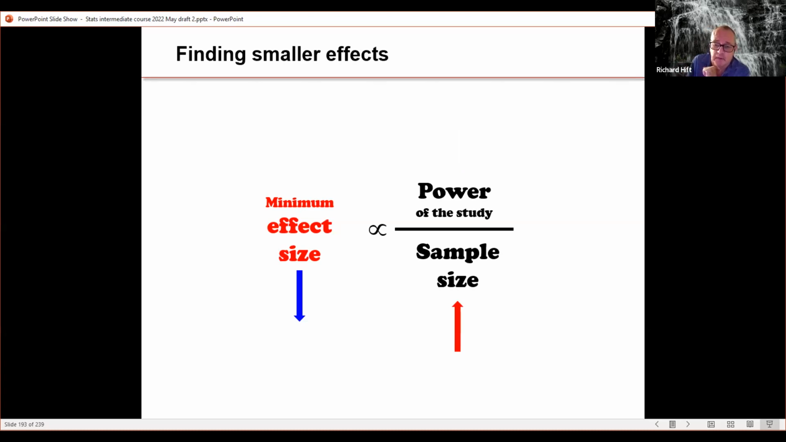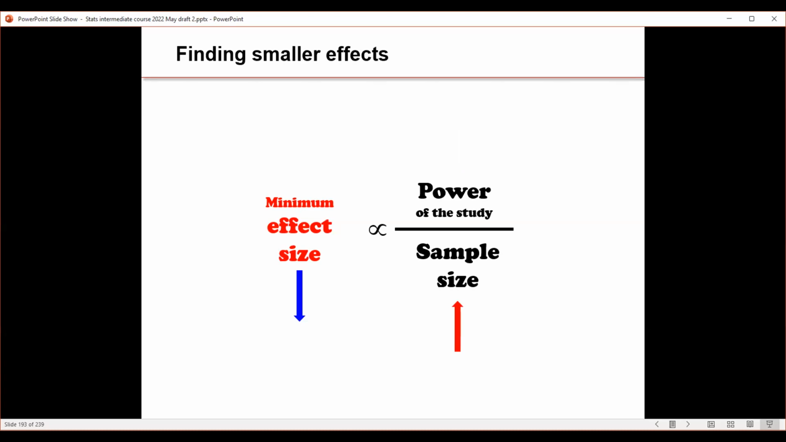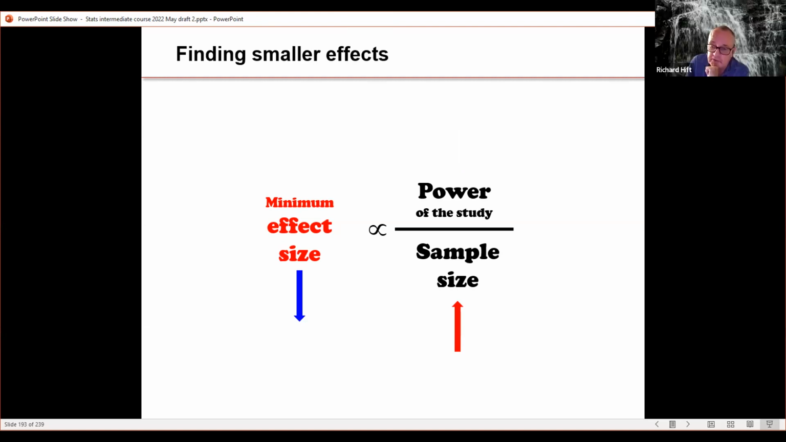Or we can increase the sample size. Now, obviously, we don't want to decrease the power of the study. So what we will do is increase the sample size. Then it'll become possible for us to determine significance with a much greater probability, in other words, a higher power, for a smaller effect size that we wish to measure.